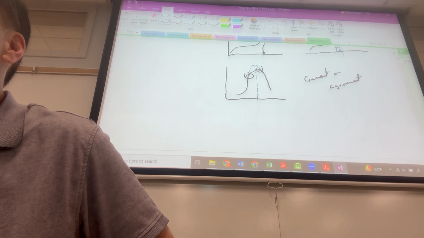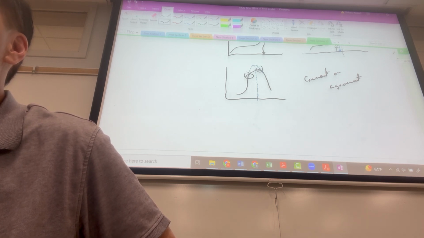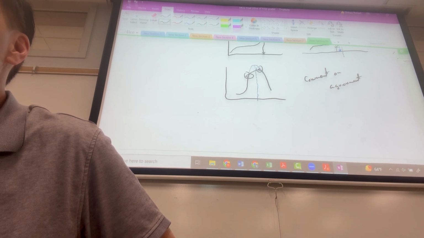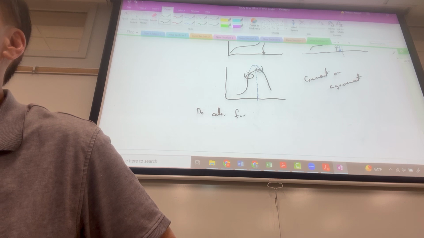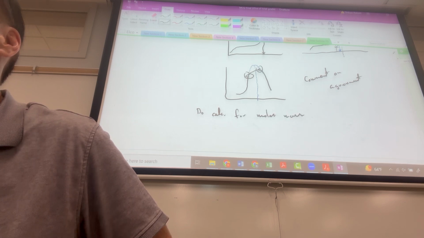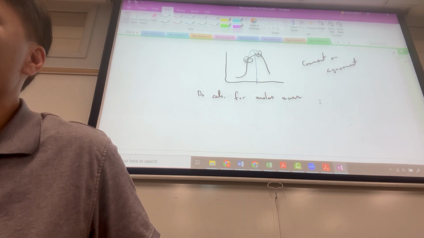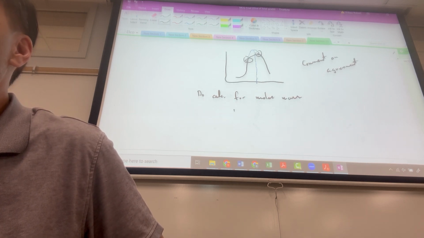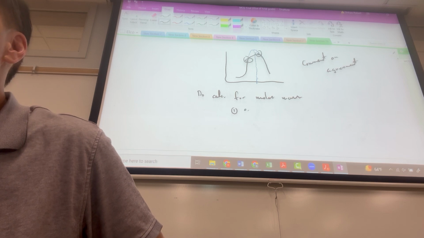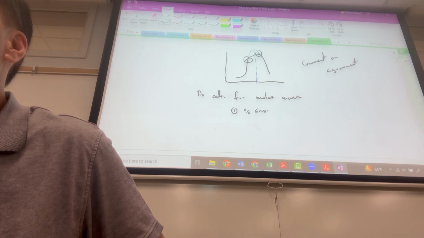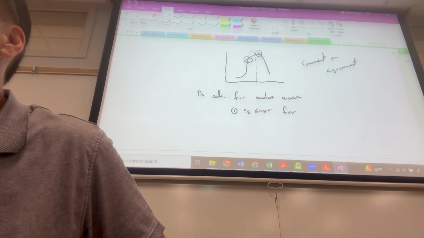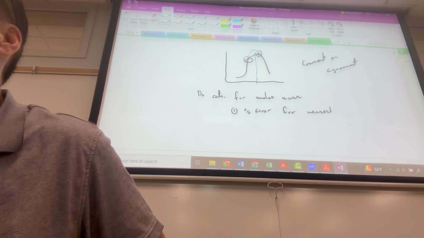All right, once we have the equivalence point, then we show the calculation in the discussion. And so do the calculation for molar mass. And then you do one, the percent error for the nearest match. And then 2, you do the percent error for the next nearest match.